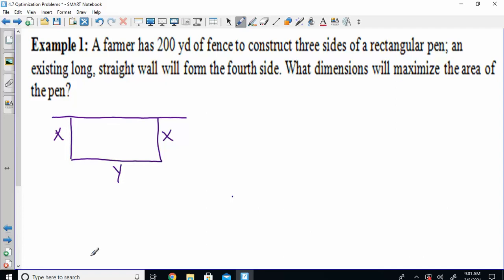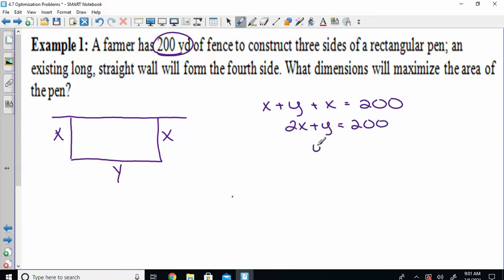So let's think about the information that we know. We have 200 yards. So where does that come into play? If you add these up, it would have to equal 200. So my other side is 200 minus 2x. So I'm just going to replace that. We don't want x and y here. I tried to give you guys a blank slide next to each of these examples too, so if you need a little extra space, you can use that.